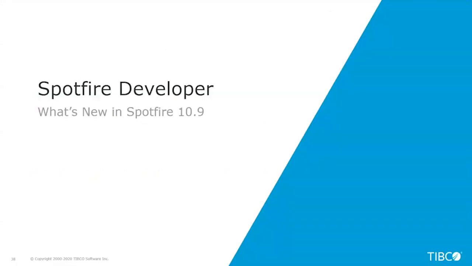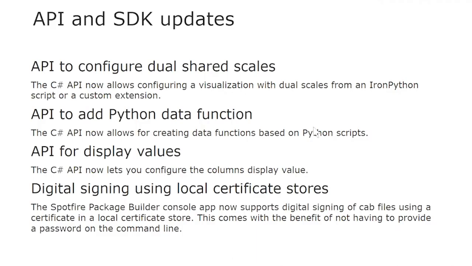So, the final section here is about Spotfire Developer and what's new in that area. So in the API and SDK area, we have new APIs to configure the dual shared scales. We do have a new API to add Python data functions and the API for the new feature for display values in Spotfire. There is also an improvement to the workflow for developing Spotfire extensions. So you can now use a local certificate store to sign your extension.